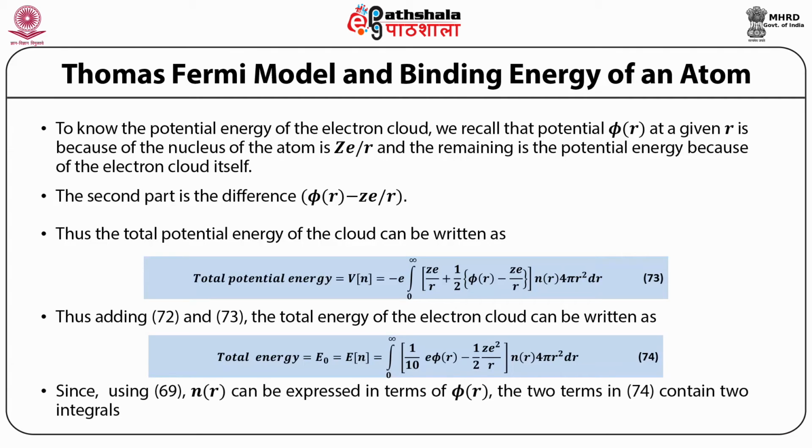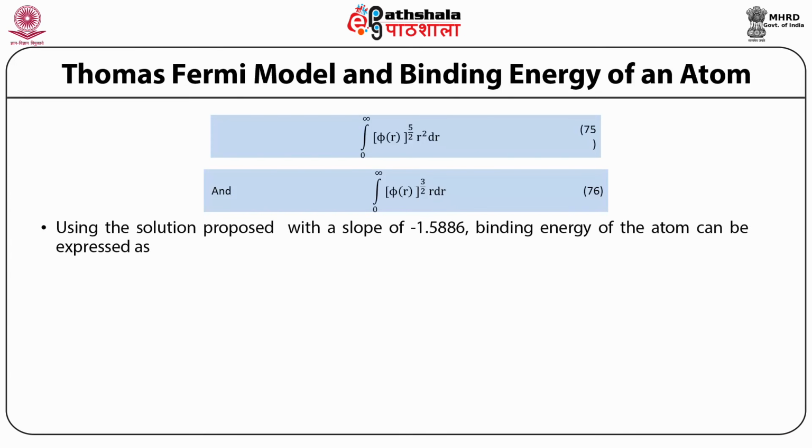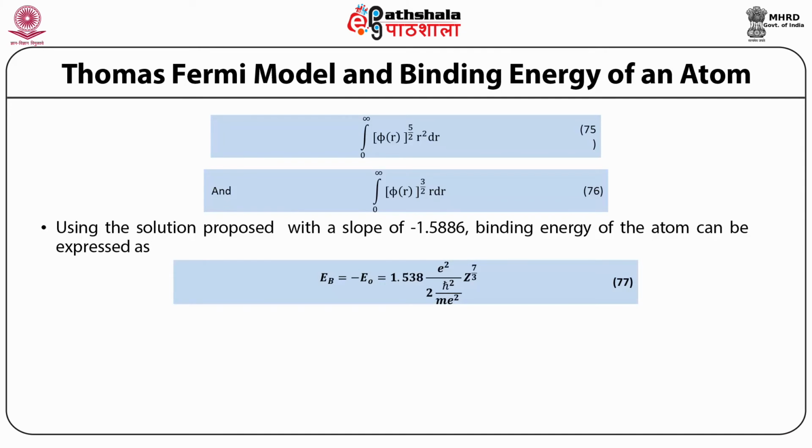Since using 69, n(r) can be expressed in terms of phi(r), the two terms in 74 contain two integrals: the integral from 0 to infinity of phi(r)^(5/2) r² dr, and the integral from 0 to infinity of phi(r)^(3/2) r dr. Using the solution proposed with a slope of minus 1.5886, the binding energy of the atom can be expressed as E_b equal to minus E_0 equal to 1.538 times e²/2 times ħ²/me² times Z^(7/3).